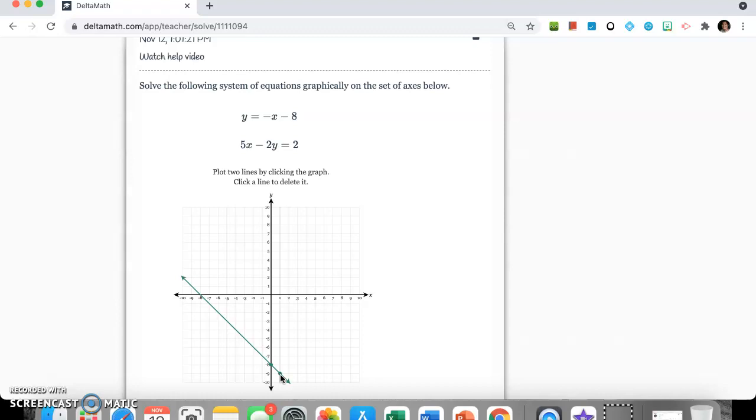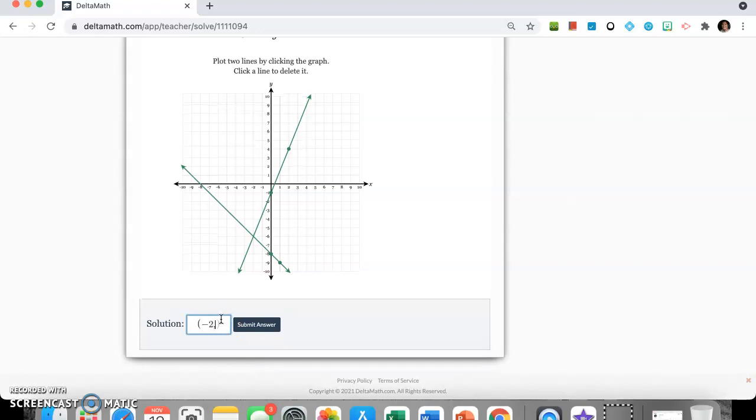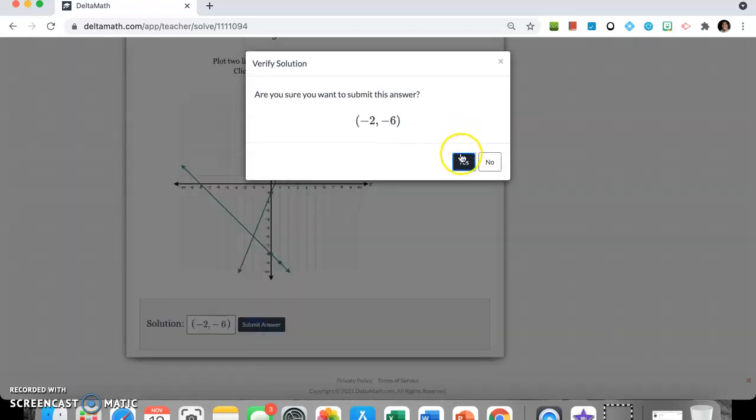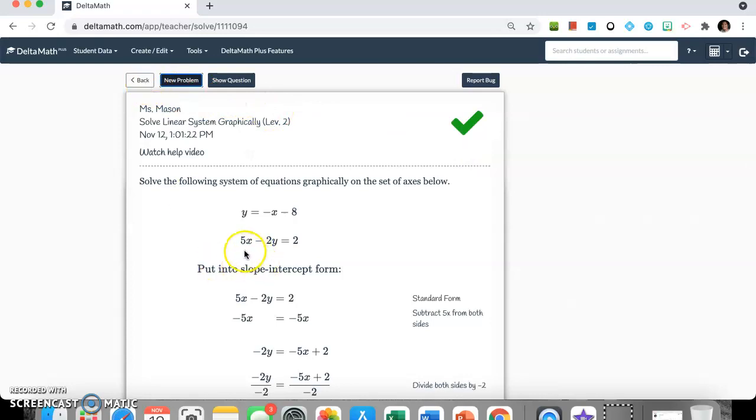I convert it to slope-intercept form. So take a second to convert. You're going to subtract the 5x over to get -2y equals -5x. Divide both sides by -2. And you'll end up having y equals 5/2x minus 1. So -1, -1. And I'll go up 5 over 2 and plot. My solution there is -2, -6. Hit submit. There we go. So sometimes they're going to put them in standard form for you also, and you know how to convert.